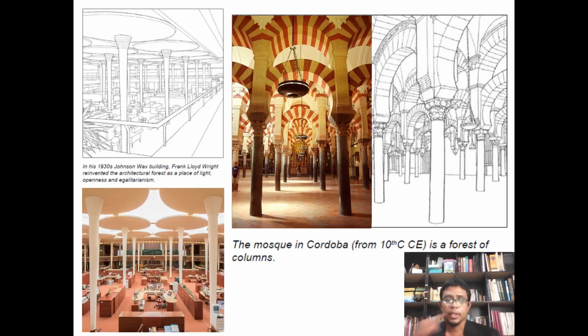Then the forest in the interior part, a lot of examples use metaphor. For example, here the use of a forest in the interior design. The Johnson Wax building by Frank Lloyd Wright in the 1930s also used a forest of columns, and the Mosque of Cordoba also uses the forest as a metaphor.